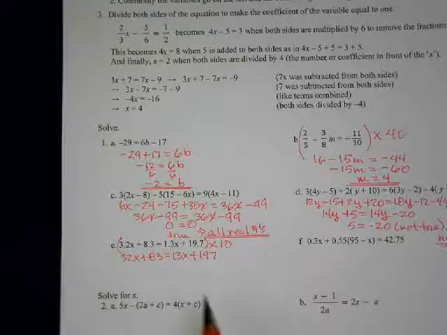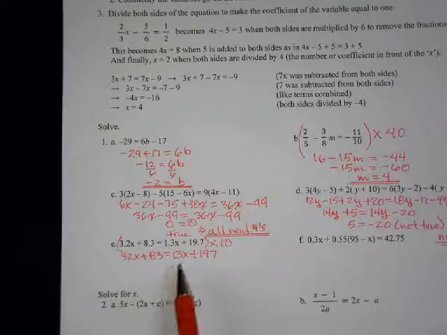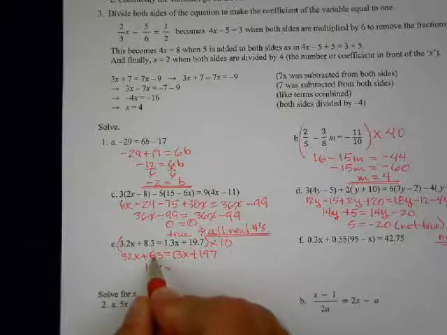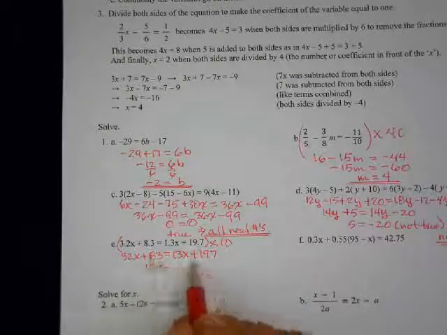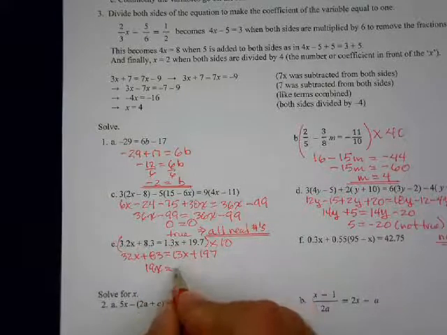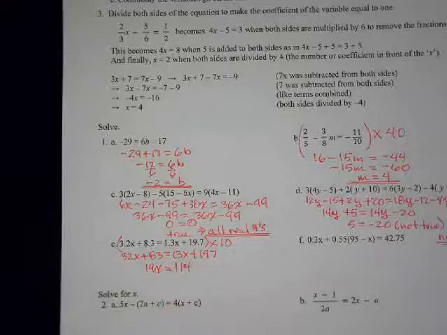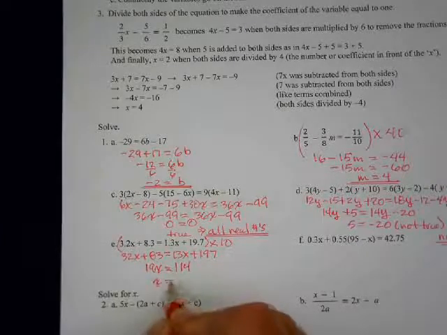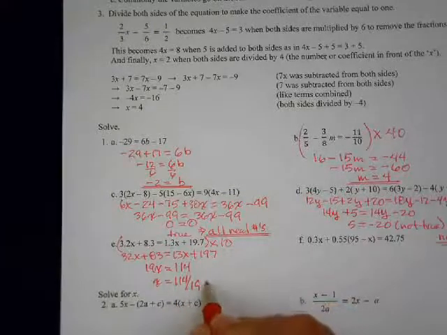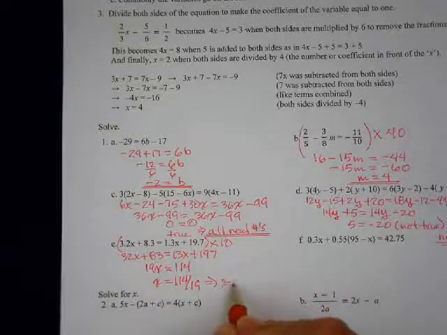Okay, we're going to subtract 13x from both sides, which will give me 19x. We're going to subtract 83 from both sides, essentially moving it to the other side, so it's positive here. Subtract over there, it gives me 114. Divide both sides by the 19, and I end up with x is 6 for my answer.